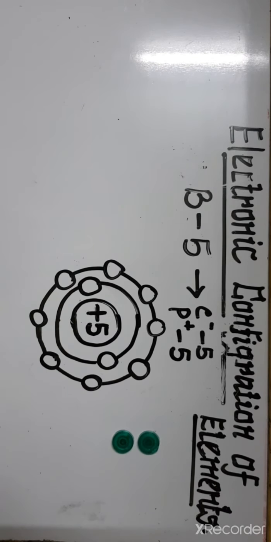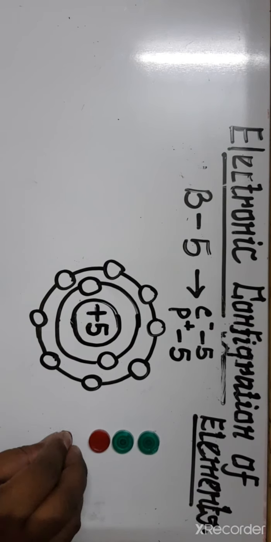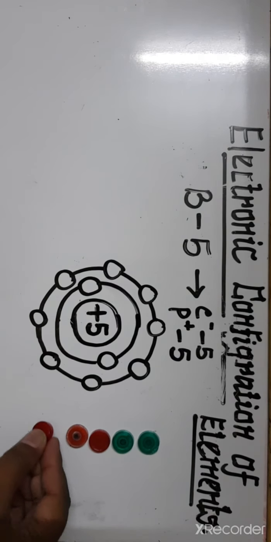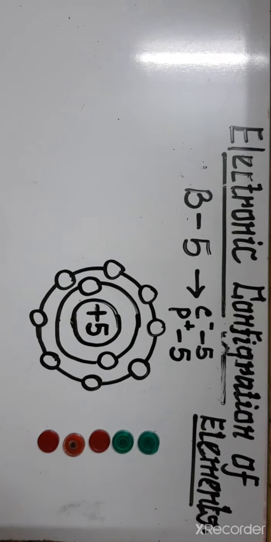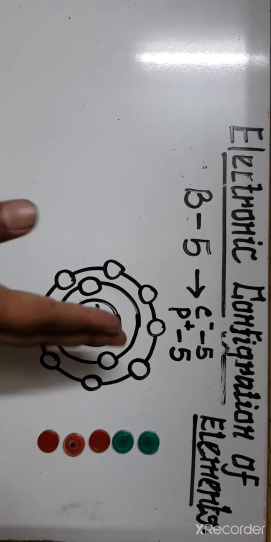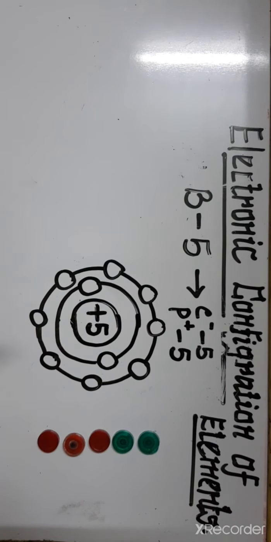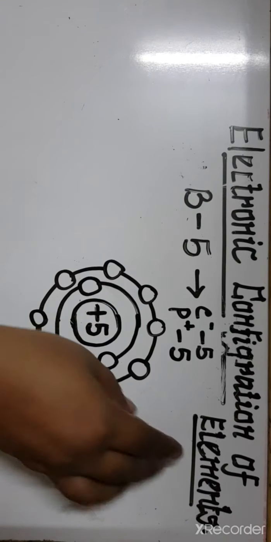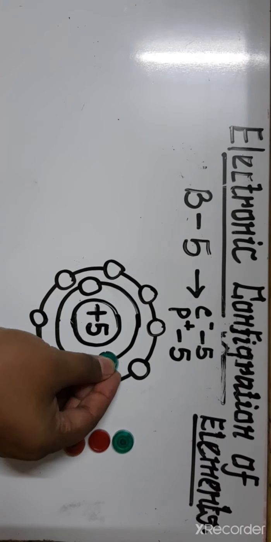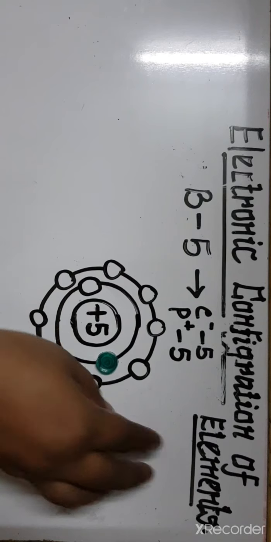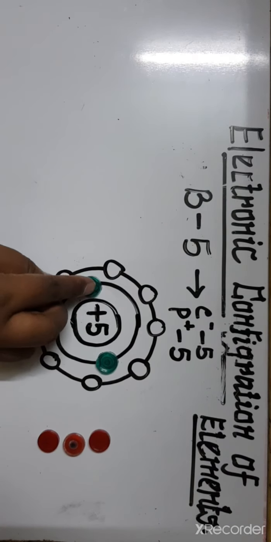1, 2, 3, 4 and 5. So here I took the 5 coins. Now I need to place these 5 coins in this atomic structure. I have to start placing from the first shell. First space occupied, second space also occupied.